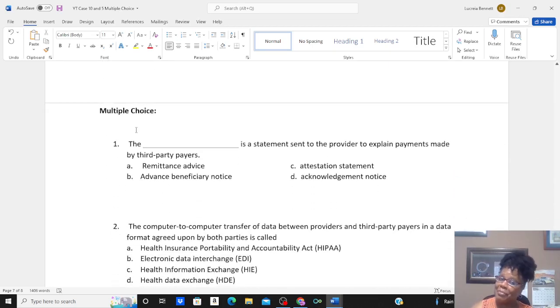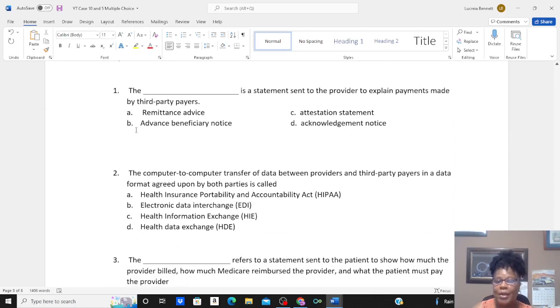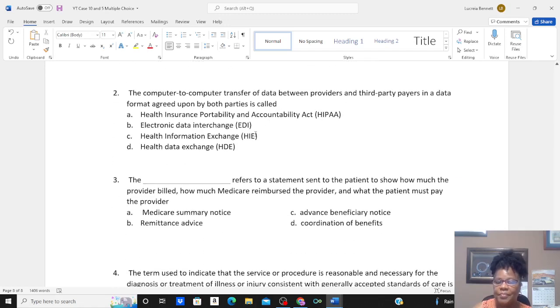Now, I did have some multiple choice questions for you. Now, today I'm going a little more into the billing world. The blank is a statement sent to a provider to explain payments made by a third-party payer. 2, the computer-to-computer transfer of data between provider and third-party payers in a data format agreed upon by both parties is called.